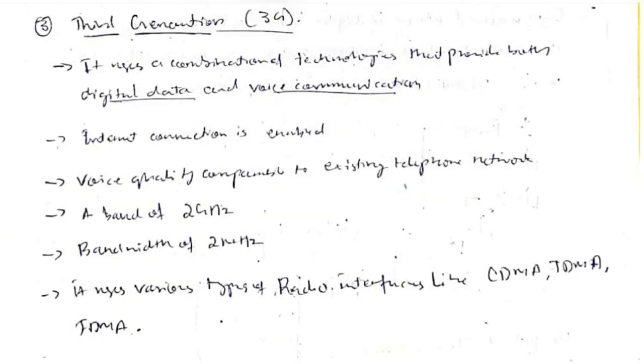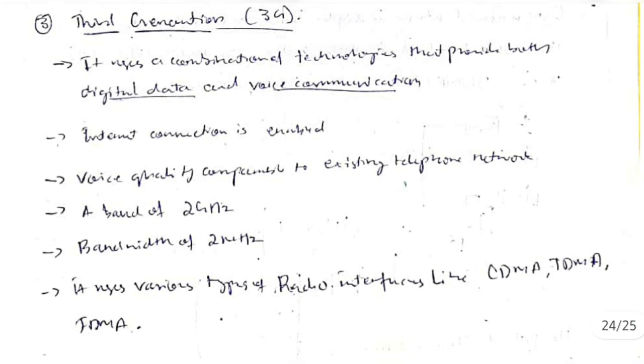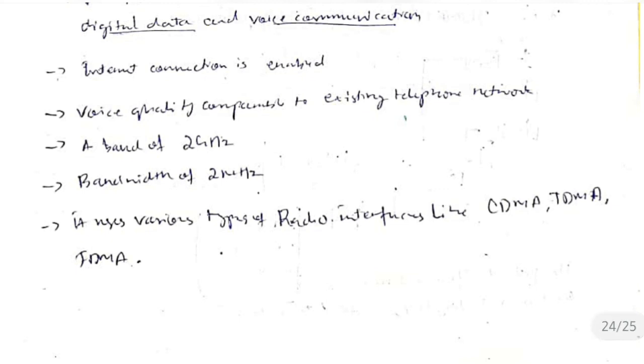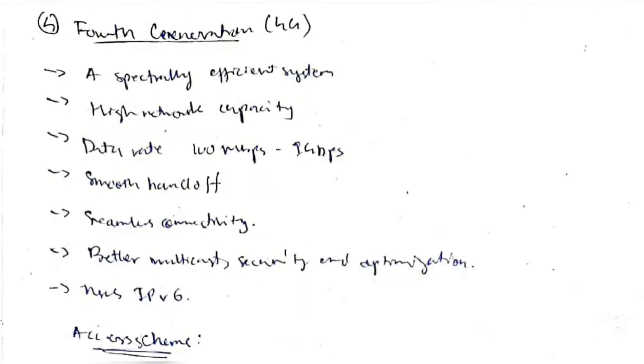Third generation uses a combination of technologies for digital data and voice communication. So the internet is enabled here. In the first and second generation, the internet was not there and digital data was not there. The voice quality is comparable to, similar to, the existing telephone network, and it uses a band of 2 gigahertz and a bandwidth of 2 megahertz, and depending on the various applications we'll be using different types of modulation techniques.